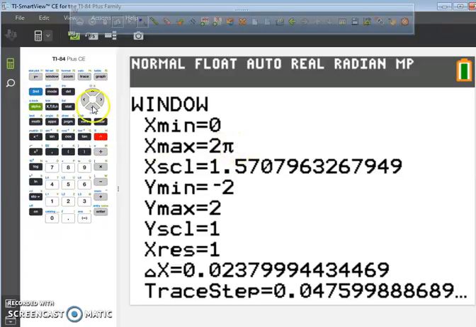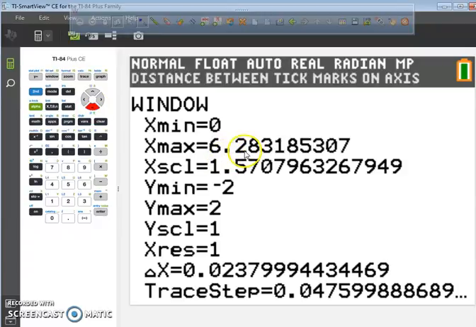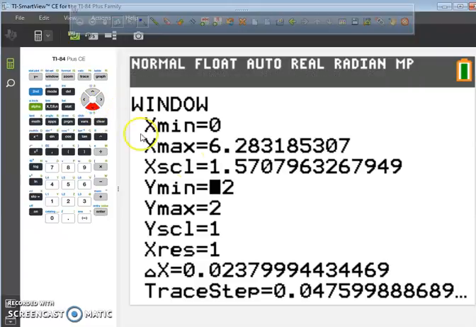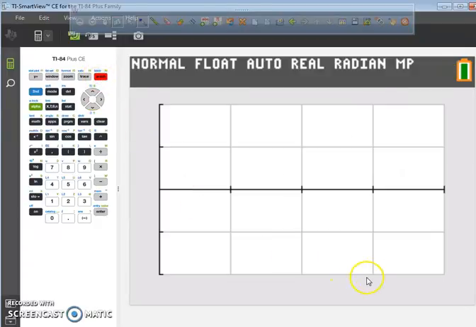Now the calculator will convert that to a decimal. For your x scale, every single tick mark on the x scale, I want it to be at pi divided by 2. So every single increment that's going up on the x scale, I want it to be at pi over 2. For your y minimum, just put a -2, and your y maximum 2, and let's leave the y scale at 1. Okay? Now, in the graph right here, you hit graph. This is what you should see.